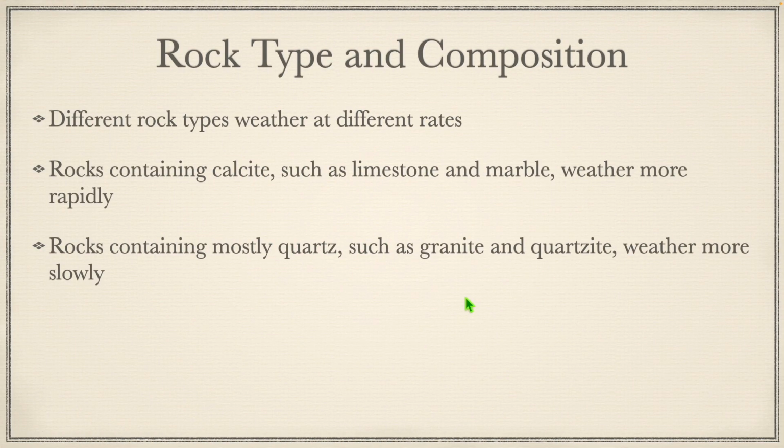Rock type and composition. Different rock types weather at different rates. Rocks containing calcite, such as limestone and marble, weather more rapidly because limestone is dissolved by acid precipitation or even just regular precipitation. Rocks containing mostly quartz, such as granite and quartzite, weather more slowly because quartz is resistant to a lot of weathering.